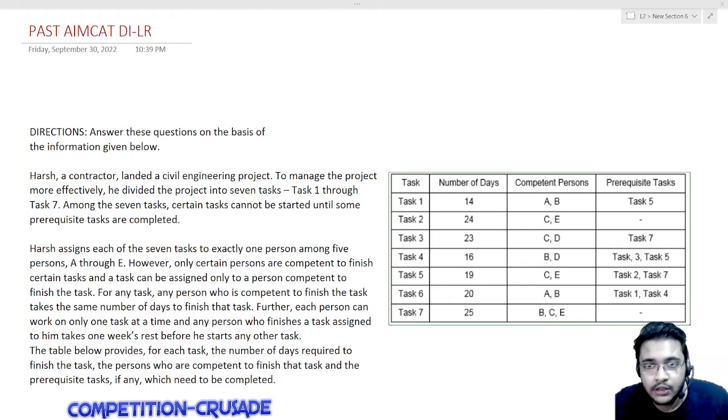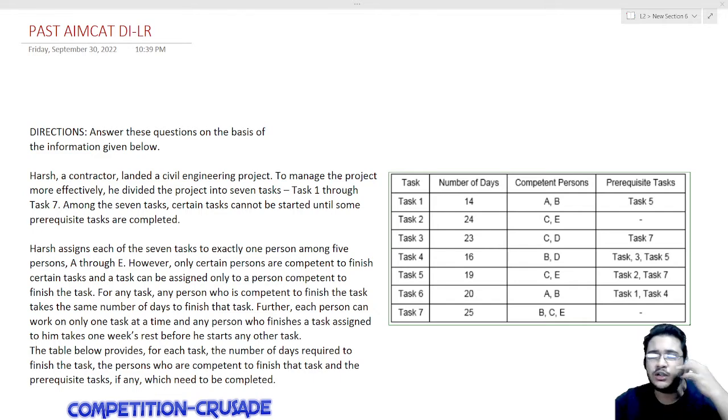Understand, although scheduling, project management, time management, whatever name you want to call these type of sets, they frequently come in the CAT. In 2019 they have come, in 2020 CAT they have come in the actual test, I'm saying. Okay, and mock tests will give you these sets anyway. So let's go through the set once.